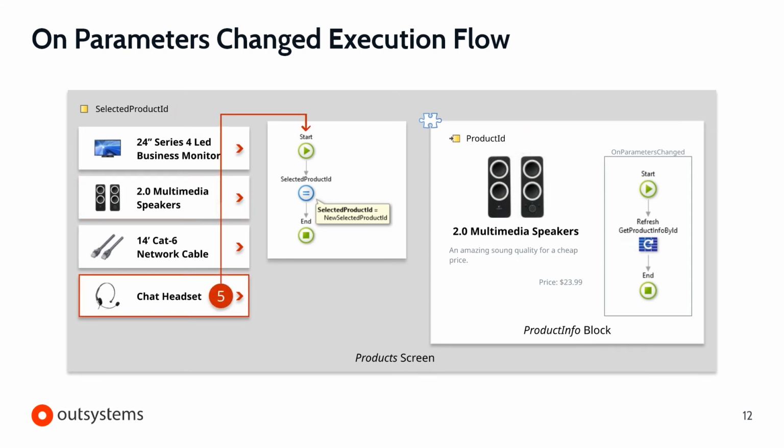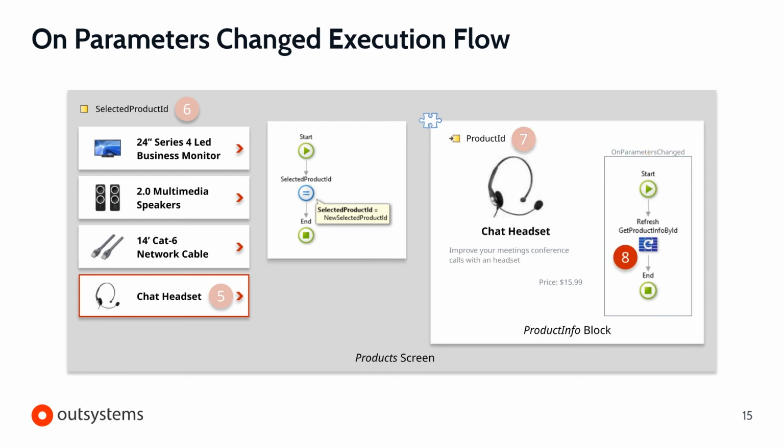So, what would happen if the user selects another product in the screen? The logic associated with the click will execute, and the local variable will once again update, which in turn will affect the input parameter of the block. Changing the value of the block's input parameter will trigger the onParametersChanged event again. The handler executes and the product info updates, in this case for the headset. And this is how the onParametersChanged event flow works in runtime.